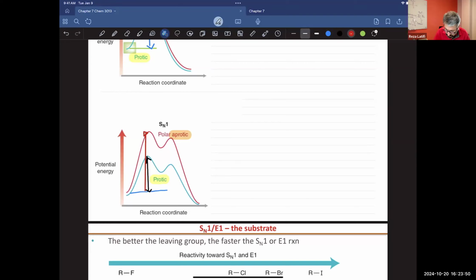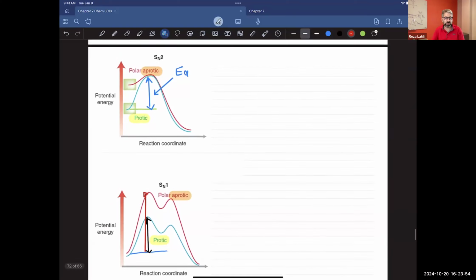Used to be that number. So clearly activation energy went down. Okay. Now let's zoom in on that. Let's see why activation energy for SN2 will go up. It will go up if you use a polar protic solvent. Okay. It has to do with the transition state.